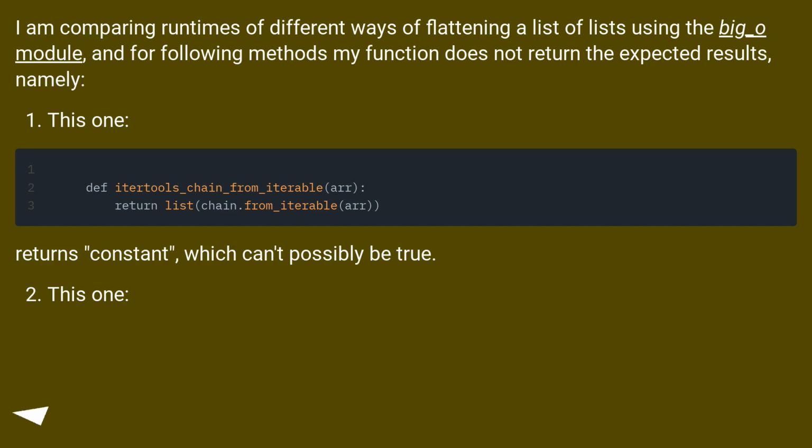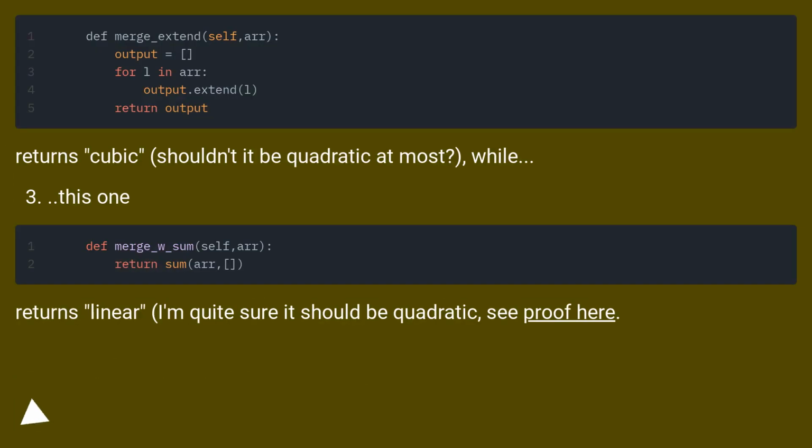Returns constant, which can't possibly be true. This one returns cubic, shouldn't it be quadratic at most? While this one returns linear, I'm quite sure it should be quadratic, see proof here.